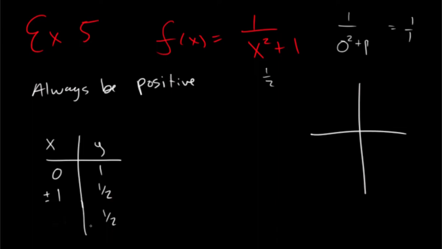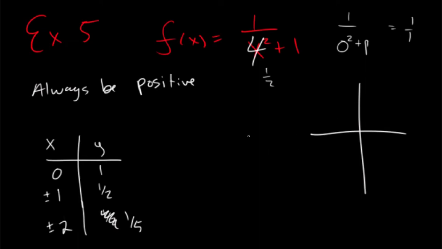And let's try plus or minus 2, because the same thing will happen if I plug in a positive 2 here or a negative 2. We'll get a 4 right here. 4 plus 1 is 5. So we end up with 1 over 5.